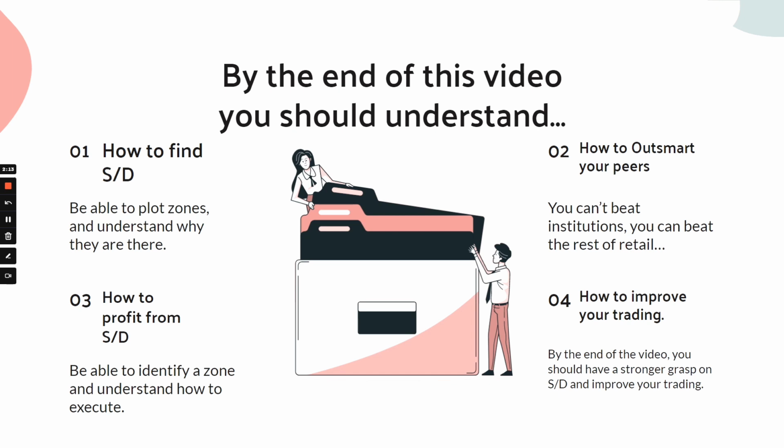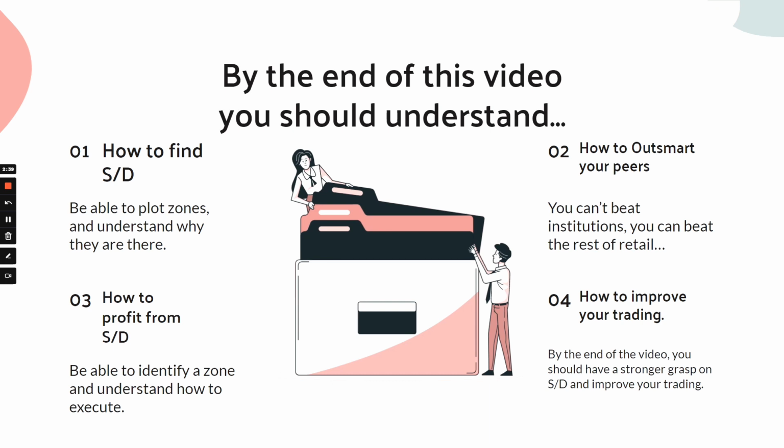Step 1, you've got to learn how to plot the zones and understand why you plotted them. Number 2 is to understand that you will never beat hedge funds, never beat institutions, never outsmart algos. The only way as a retail trader you will be able to profit is by outsmarting other retail traders, being one step ahead of retail traders. And how do you do that? Supply and demand and understanding how institutions play.